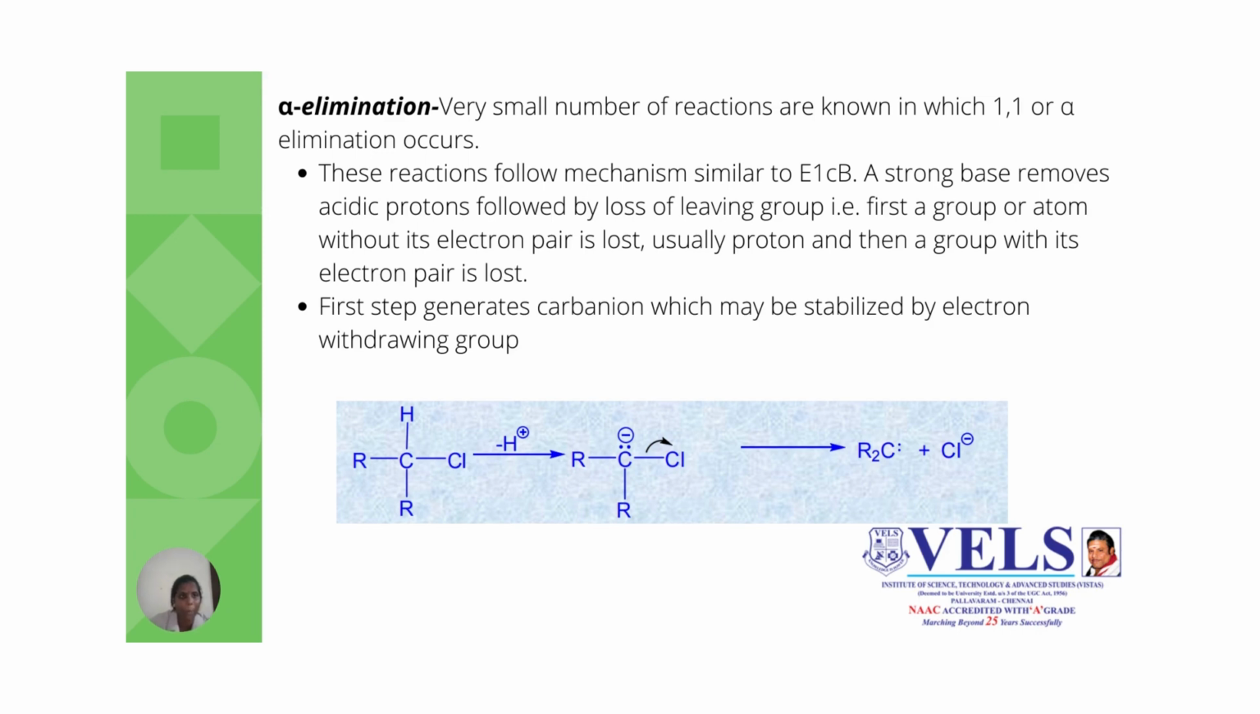Then our next topic is alpha elimination. Only a very small number of alpha eliminations take place. This reaction follows a mechanism similar to that of the E1 reaction. Here a strong base removes the acidic proton in the first step and thereby loss of the leaving group occurs. The first step itself generates a carbanion, which may be stabilized by an electron withdrawing group.